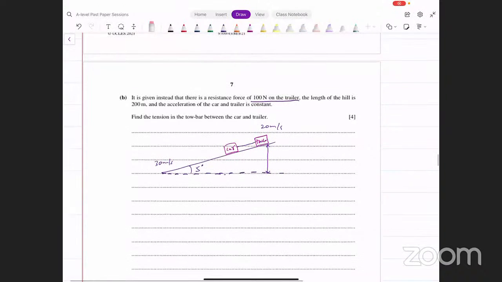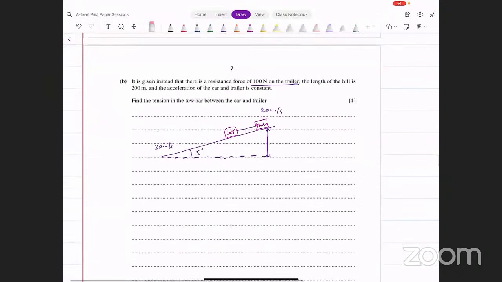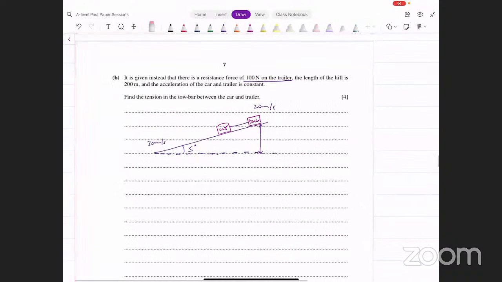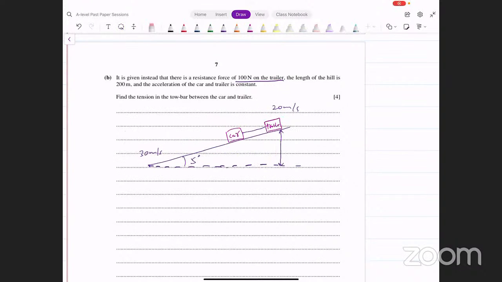But we know the length of the hill now. Length आपके पास total कितनी है? 200. चलिए वो बाद में लिख लेंगे यहाँ पे. अच्छा, अब हमारे पास क्या है? There is a resistance force of 100 Newton on the trailer. I'm going to just enlarge this figure a bit. ताकि हम forces represent कर सकें वहाँ पे.